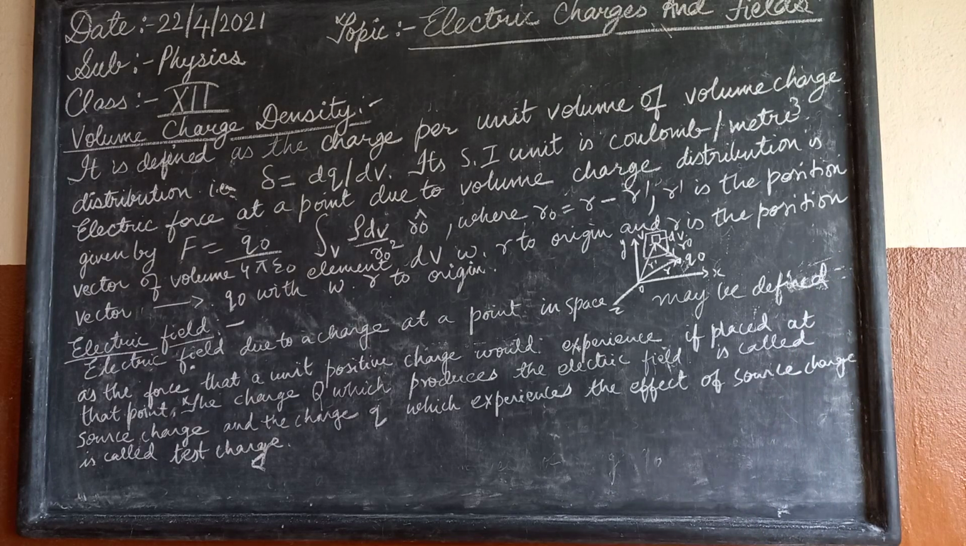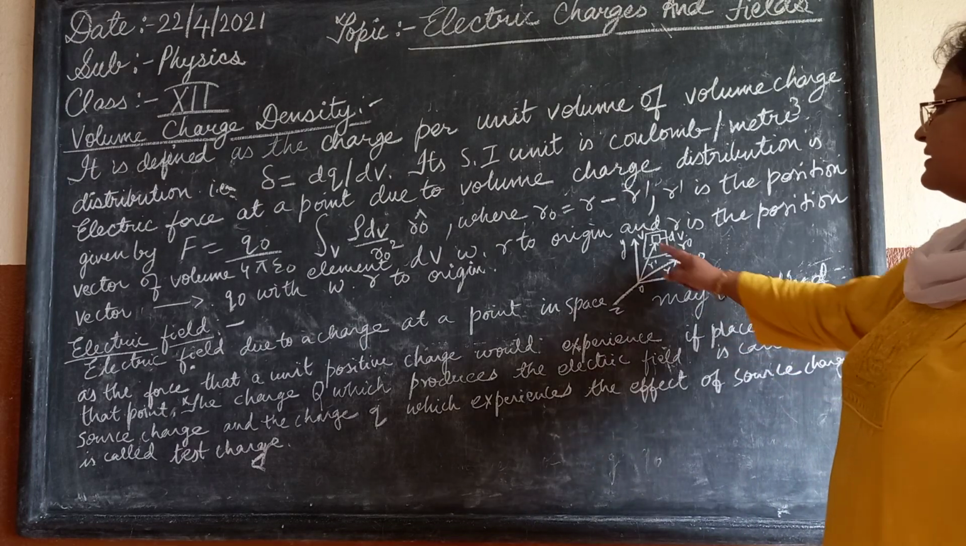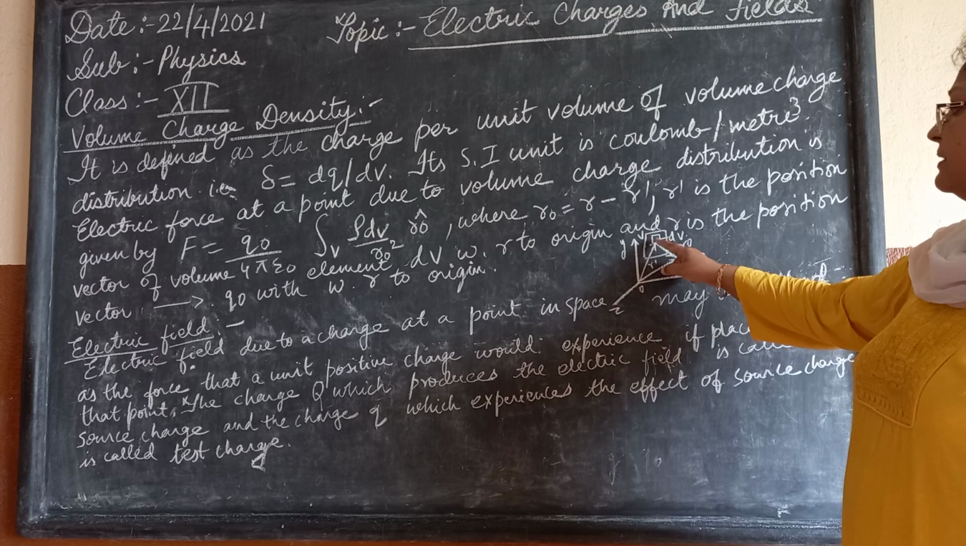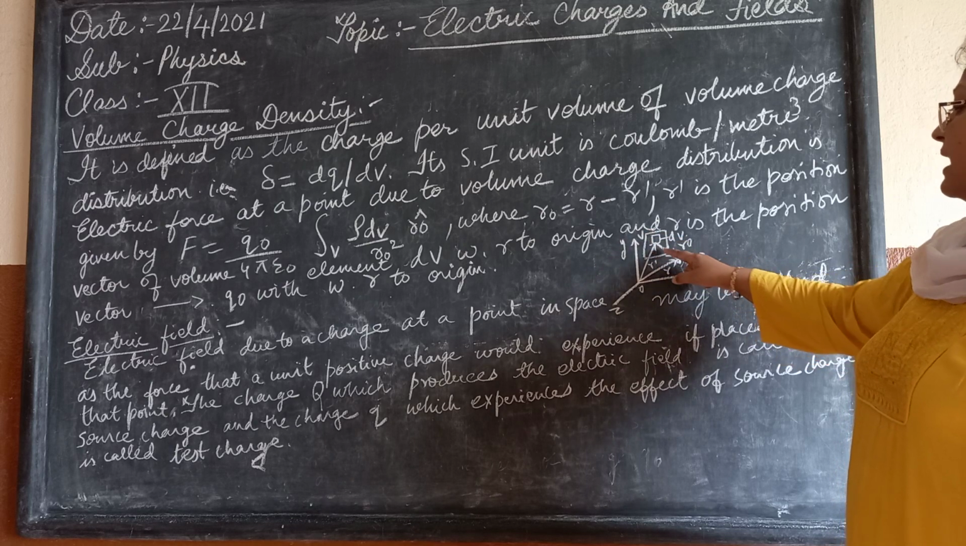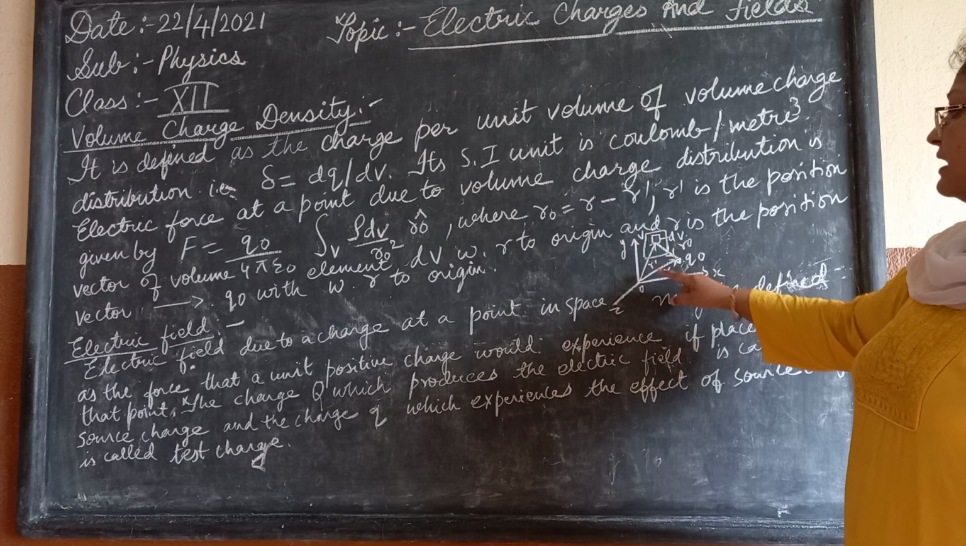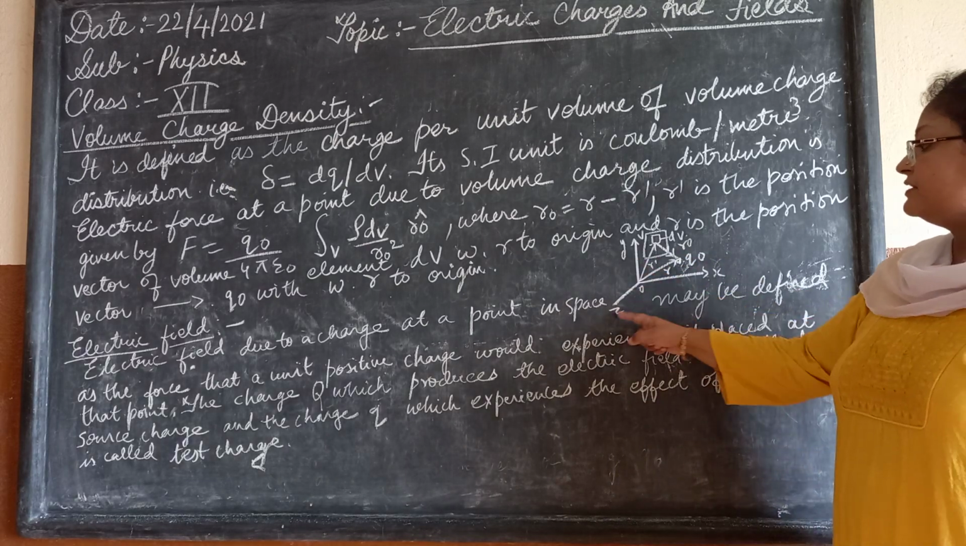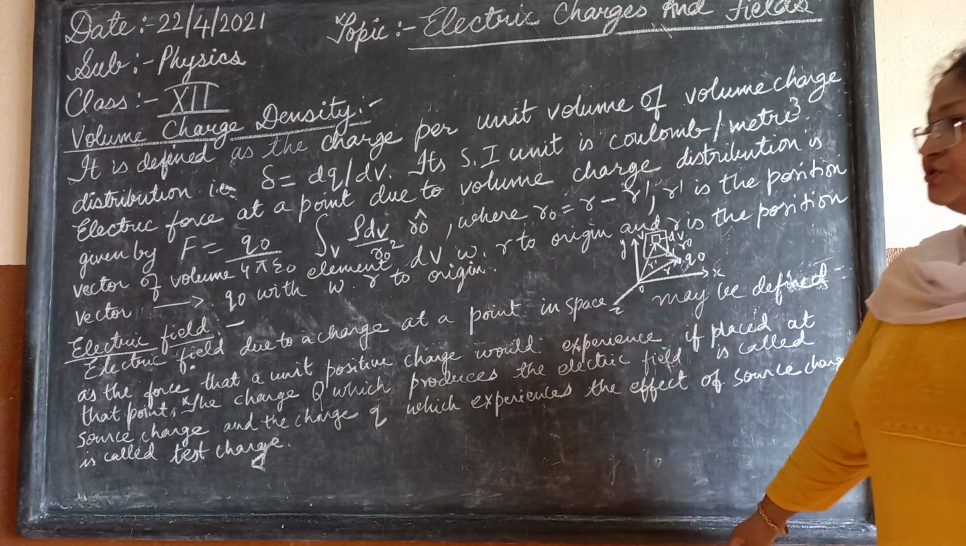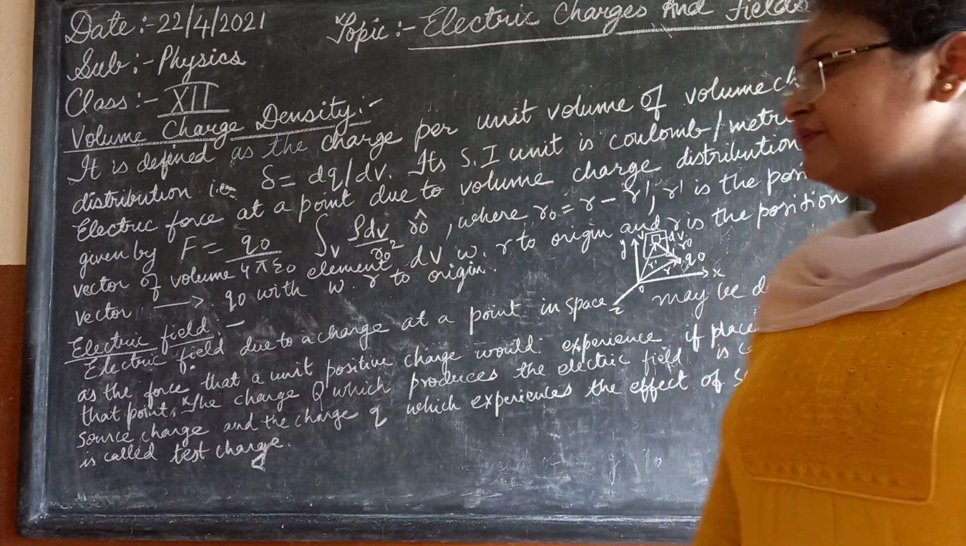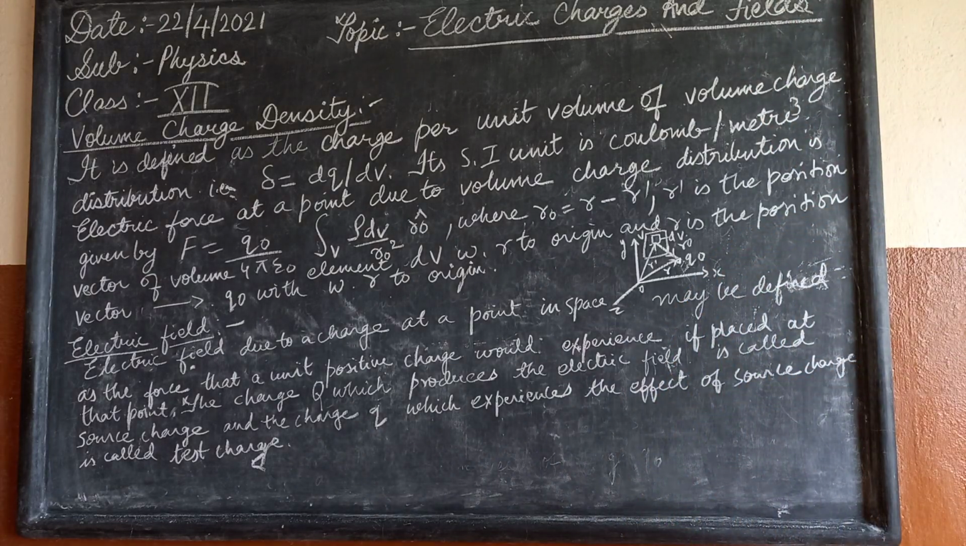Now, before going to the electric field, let us see this dV element inside this volume V. Here is r' and r, and this is the point q0, with respect to the x, y and z dimensions. Now the electric field due to a charge at a point in space may be defined as the force that a unit positive charge would experience if placed at that point.